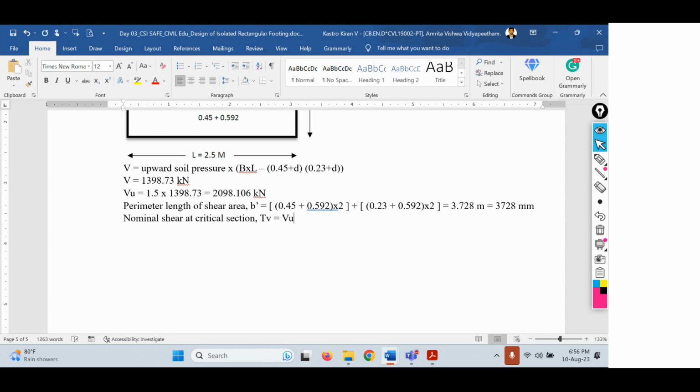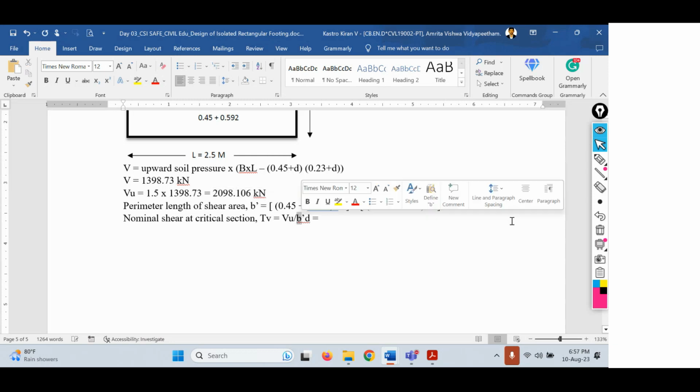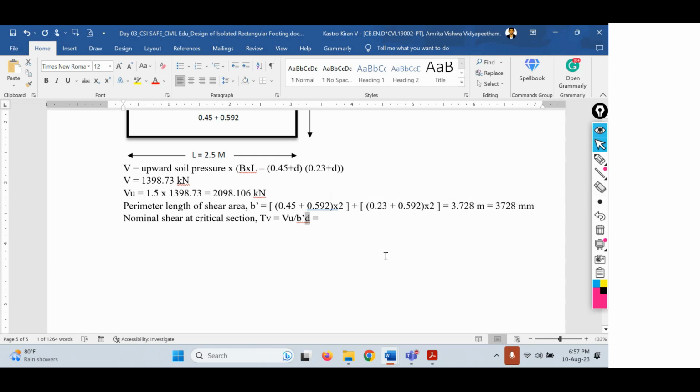So the formula is VU divided by B dash into D. VU by BD is for one-way shear. So what is B dash? B dash is the perimeter length. That's why we have calculated the perimeter length. VU value we know, which is 2098.106. B dash value we know, which is 3728 mm. And D value we know, which is the effective depth, 592 mm. If you solve this one, you're going to get the value as 0.9507.